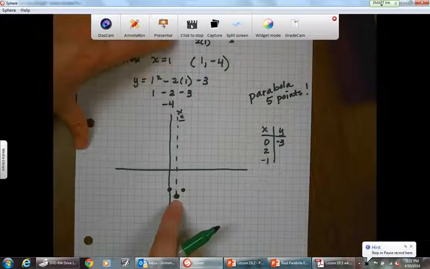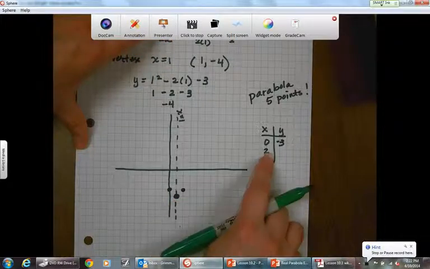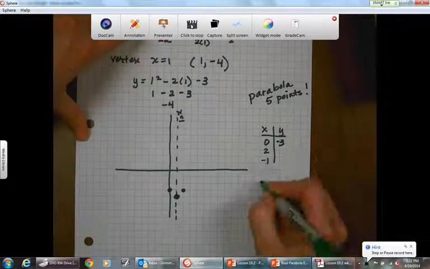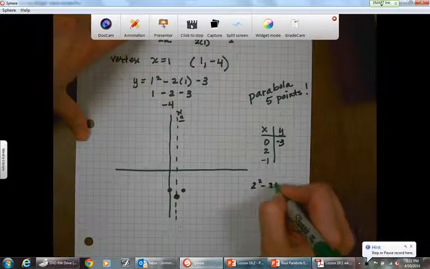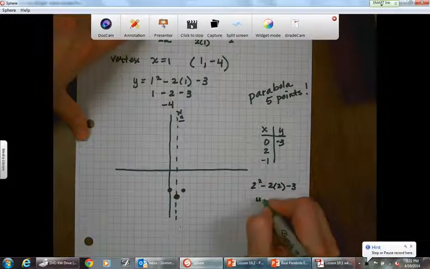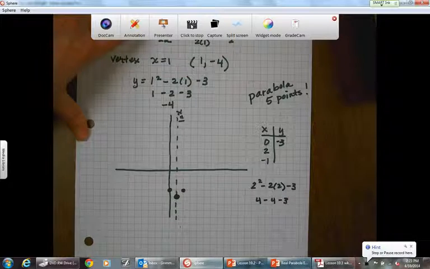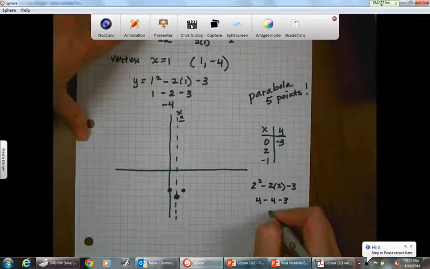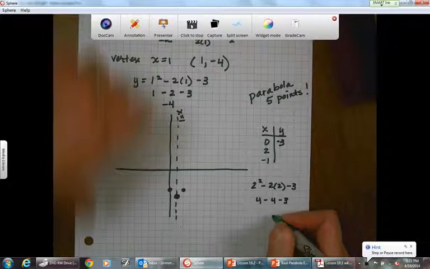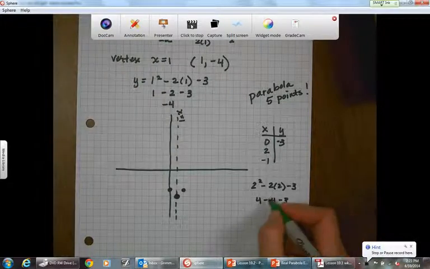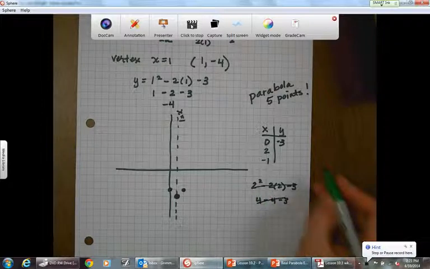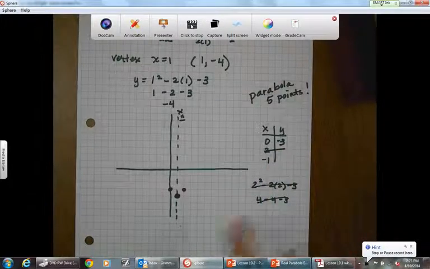All right, so now we're going to plug in the 2. So I've got 2 squared minus 2 times 2 minus 3. So it would be 4 minus 4 minus 3. So 4 minus 4 is 0, minus 3 is -3. I'm getting negative 3. Did I already write that one? Oh, I did. I reflected it. Silly, silly. Don't need it. Okay, so now let's do my -1.